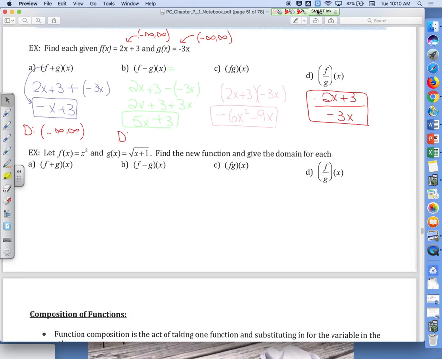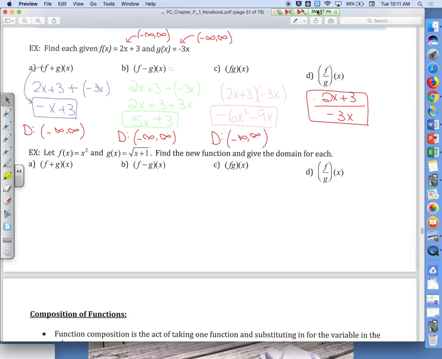Same thing for subtraction. Right? And if you look at the outcome, y equals negative x plus 3, it's a line. y equals 5x plus 3, that's another line. y equals negative 6x squared minus 9x, it's a parabola. Same thing, domain, negative infinity to infinity.